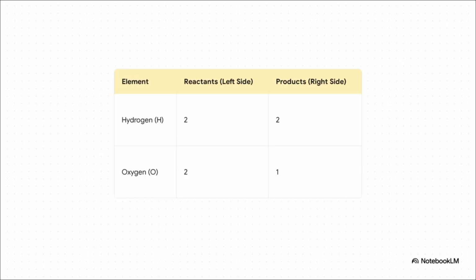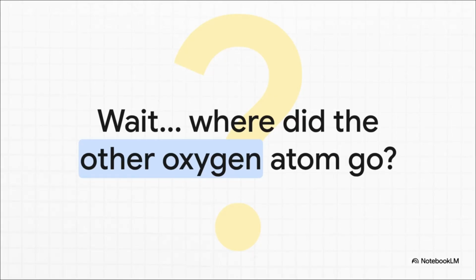Let's do a quick atom inventory. On the left side, the reactants, we start with 2 hydrogen atoms and 2 oxygen atoms. Simple. But then you look at the right side, the product, and we have 2 hydrogens and, wait, only 1 oxygen? Uh-oh, our receipt is totally wrong. The books don't balance. Which leads us to the big, obvious question: where did that other oxygen atom go? It can't just disappear, right? The law of conservation of mass says so. This is exactly why we need to balance chemical equations, to solve this little mystery and make sure our chemical receipt is telling the truth.